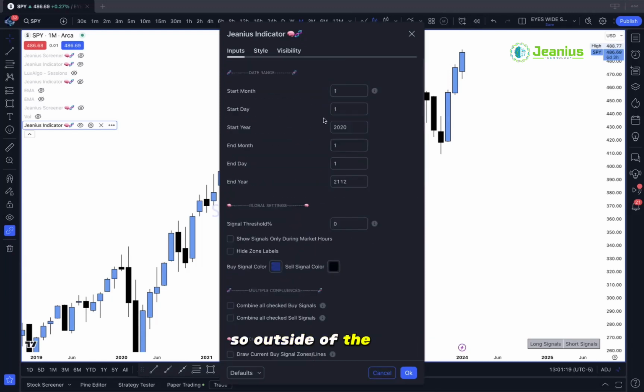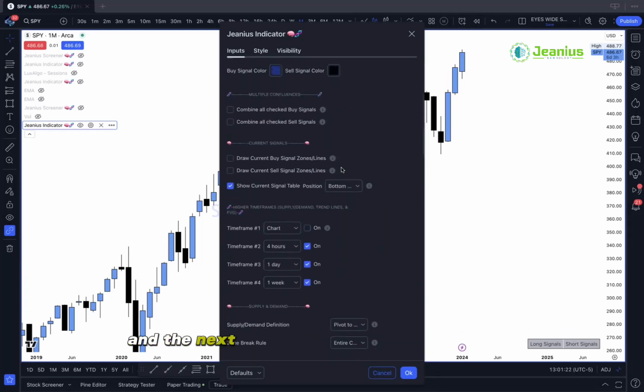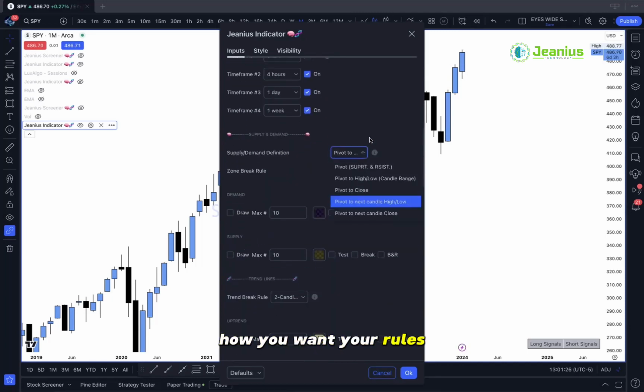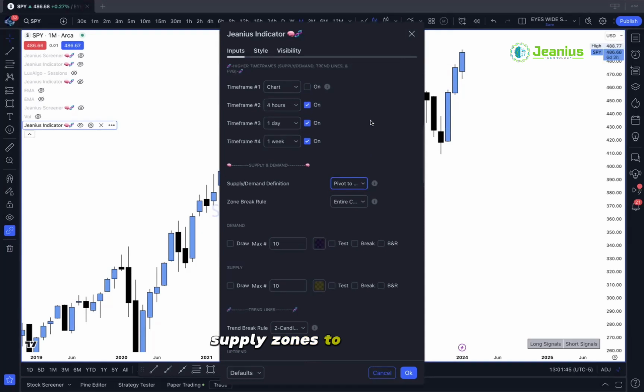So outside of the date, the next most important thing I would say is understanding how you want your rules for drawing these zones to be. You will want to figure out how you want to do those things and establish that before you even start setting up your charts. You have to know exactly how you want your demand and supply zones to be pivoted.